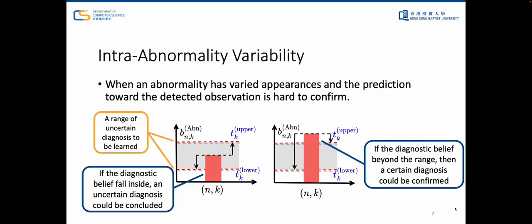For the intra-abnormality variabilities, we consider that when an abnormality has variant appearance and the prediction toward the detected observation is hard to confirm, we are going to learn a range of uncertain diagnoses. If the diagnostic belief is found inside the range, an uncertain diagnosis could be concluded. Otherwise, if the diagnostic belief is beyond the range, then a certain diagnosis could be confirmed.